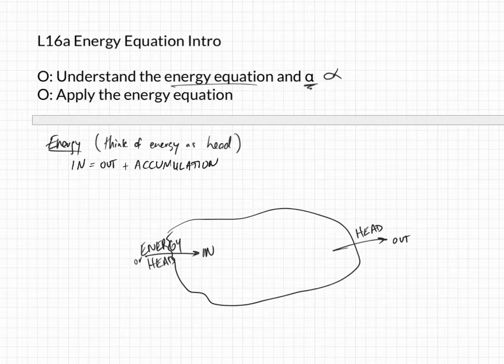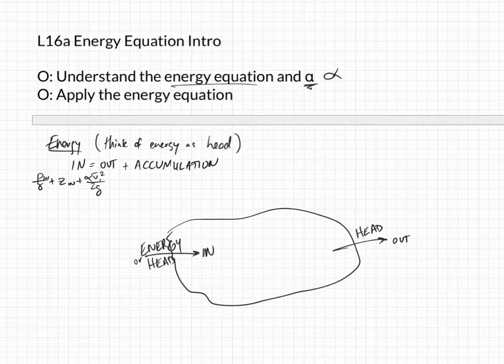Well, first let's label what's coming in. So we've got some head coming in. The head is going to look like this: P1 on gamma plus Z1 plus, and this is not quite head, it's got this little alpha here, which we're going to talk about in a second, alpha V1 squared on 2g. So that's what's coming in to our system.